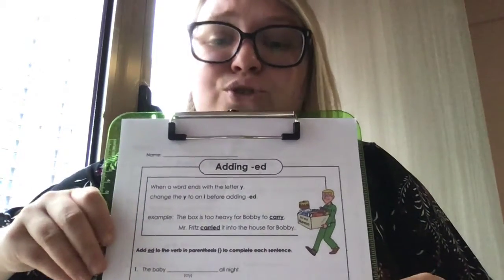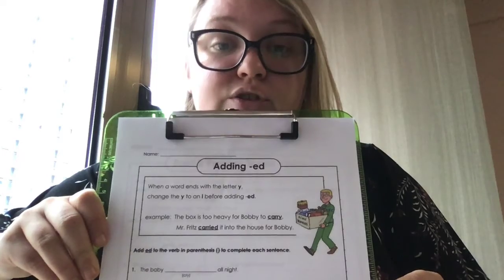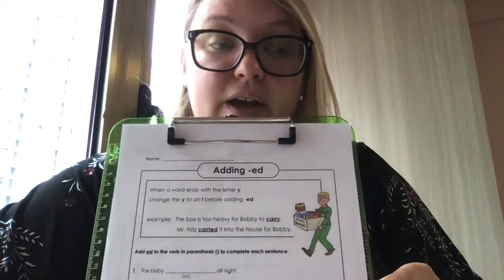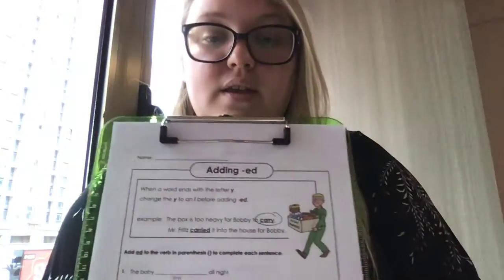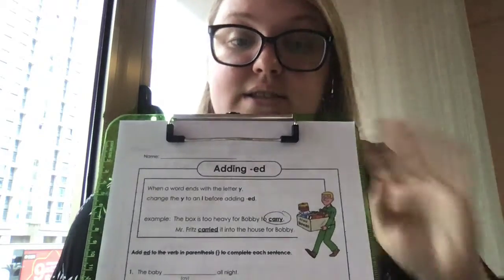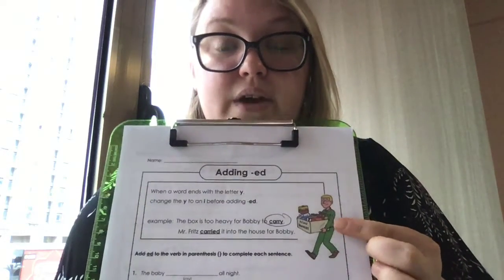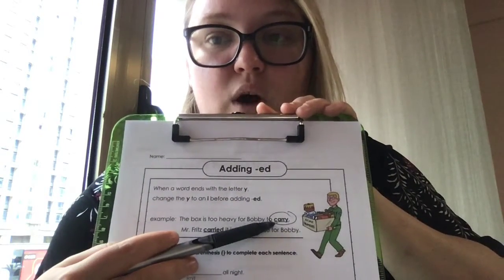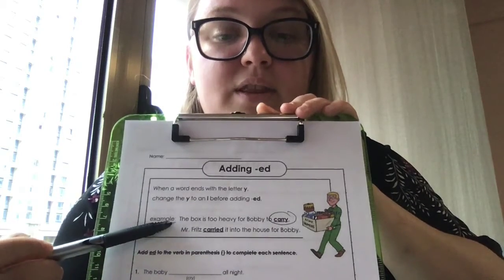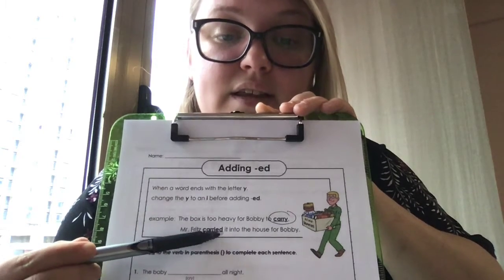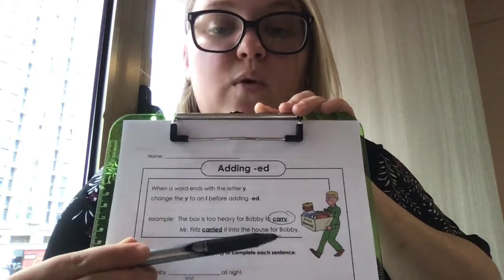The box is too heavy for Bobby to carry. So this is a verb in the present tense, carry. Circle it for you. Carry, right? And then in the next sentence, it's in past tense. It's really in the infinitive, but the verb ends in Y is the important part. So what happened? Well, Mr. Fritz carried it into the house for Bobby.